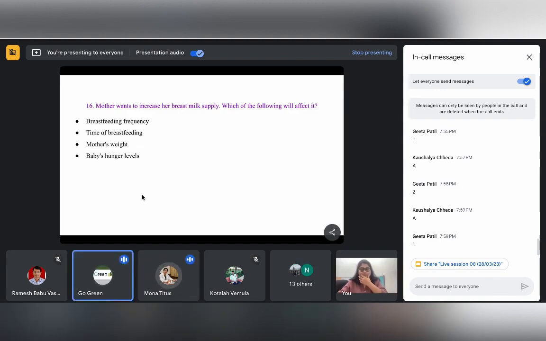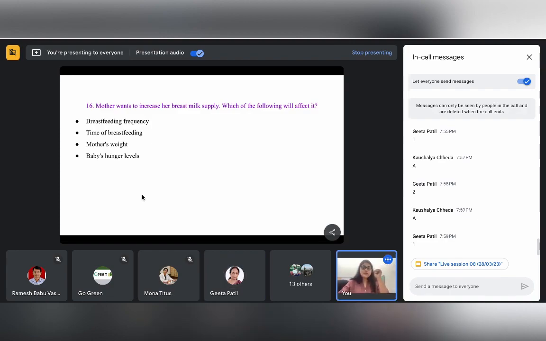Oxytocin is the hormone for the release of milk, the ejection of the milk. When the baby sucks, prolactin increases the milk secretion, and oxytocin is the ejection of the milk. So what we are looking at is oxytocin.